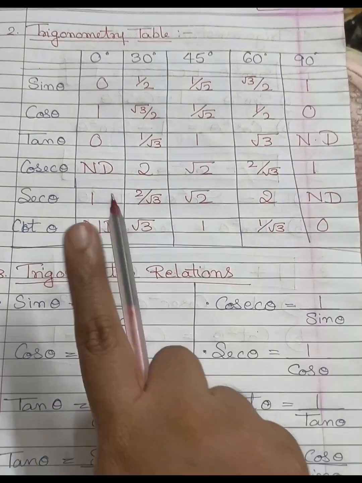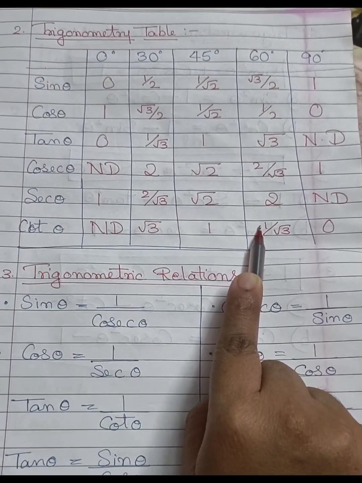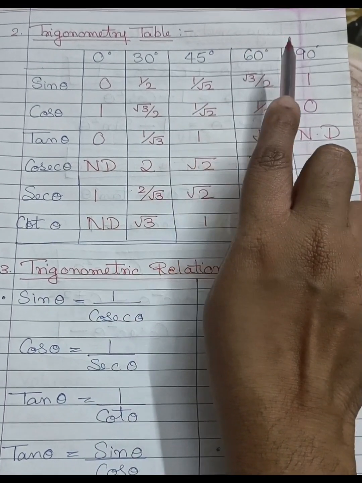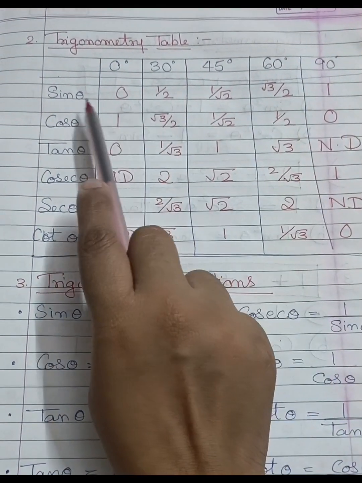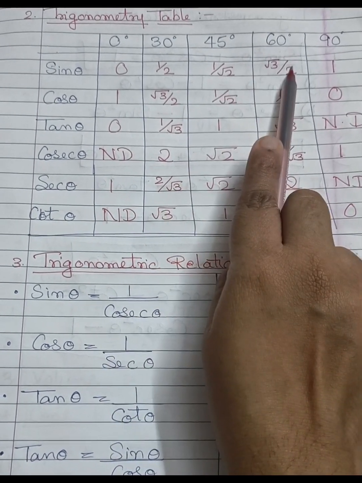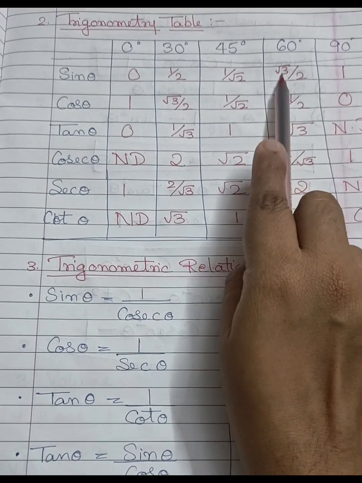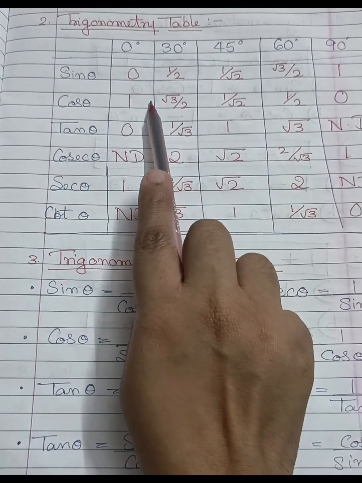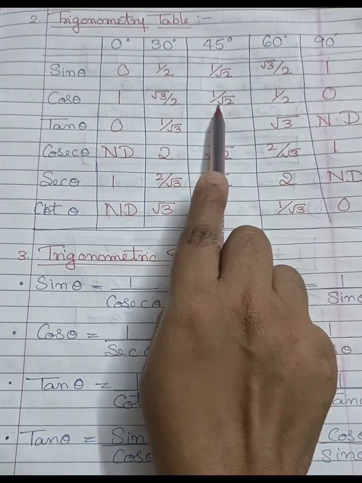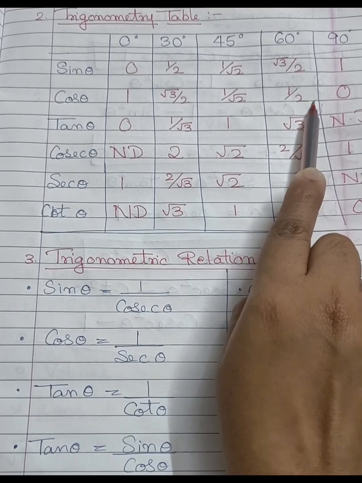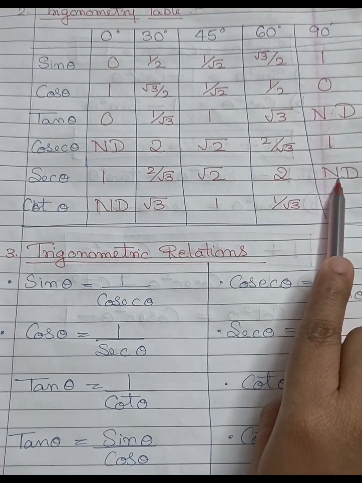Then you have the trigo table, this you need to learn. First sin theta: you need to learn 0, 30, 45, 60 and 90. Then sin theta is 0, half, 1 upon root 2, root 3 upon 2 and 1. Then for cos you can just flip it, this value will remain same, again swap this. So you need to learn this.